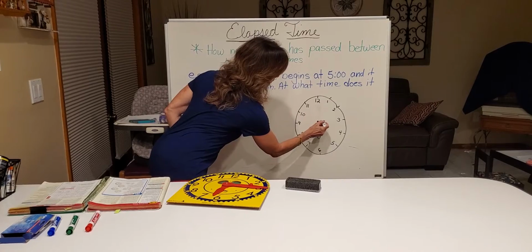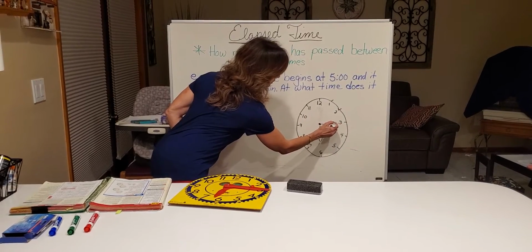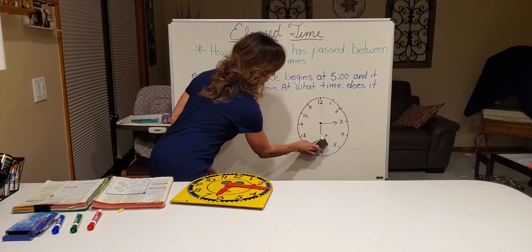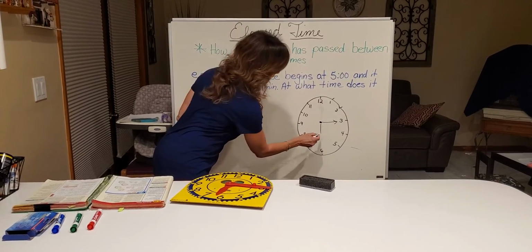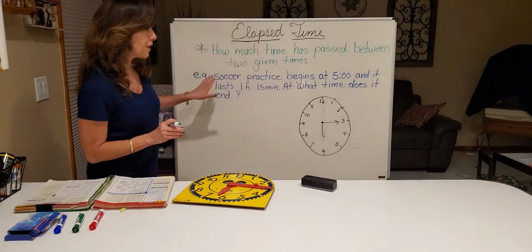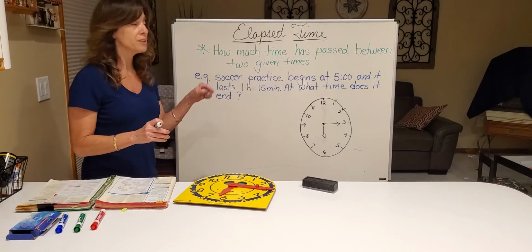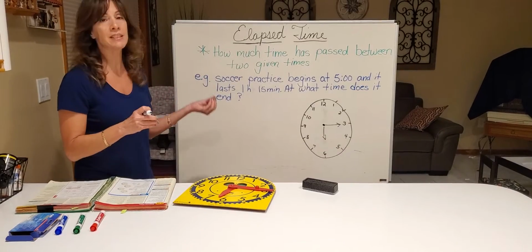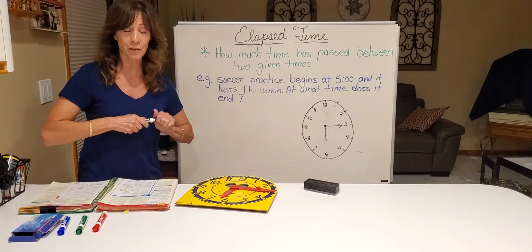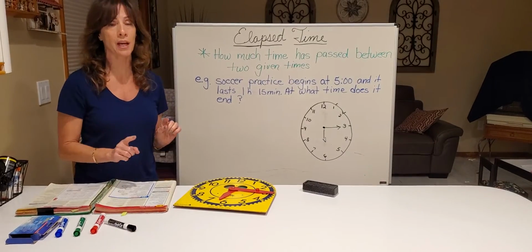So let's make that a little longer. Make this one a little shorter. 6:15. So soccer practice begins at 5 and it lasts 1 hour. 1 hour after 5 is 6, and 15 more minutes would be 6:15. See, it's not that difficult, boys and girls. Always remember to do the hours first.